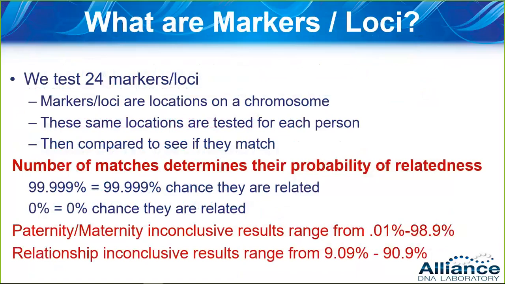Well, you will never see 100% because we'd have to test every man on earth in order to determine that, and obviously that's not possible. If we see a 0% probability, that means there's a 0 chance that they are related. Paternity and maternity inconclusive results range from 0.01% all the way up to 98.9%. So anything in that range would be considered an inconclusive result. For relationship testing, such as grandparentage, avuncular, or siblingship, inconclusive results range from 9.09% all the way up to 90.9%.